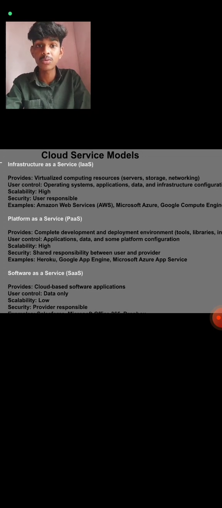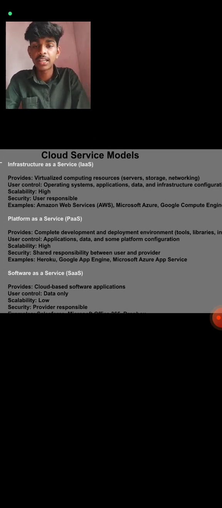Now, the cloud service models. First, infrastructure as a service, then platform as a service, then software as a service. Now, infrastructure as a service provides virtualized computing resources, operating systems, applications, data, and the infrastructure configuration. Highly scalable. Security is the user's responsibility, and the examples are AWS, Microsoft Azure, and Google Compute Engine.